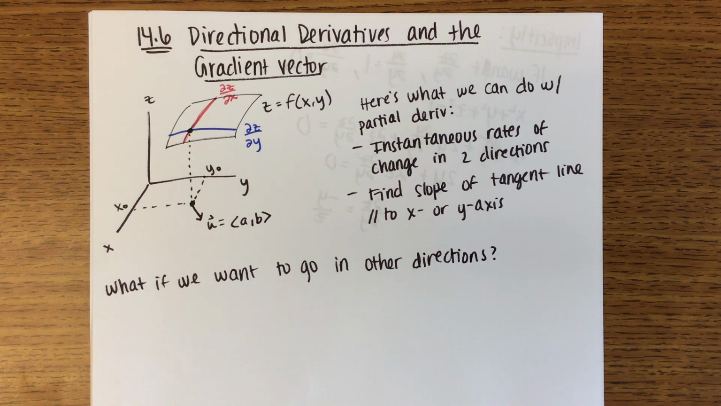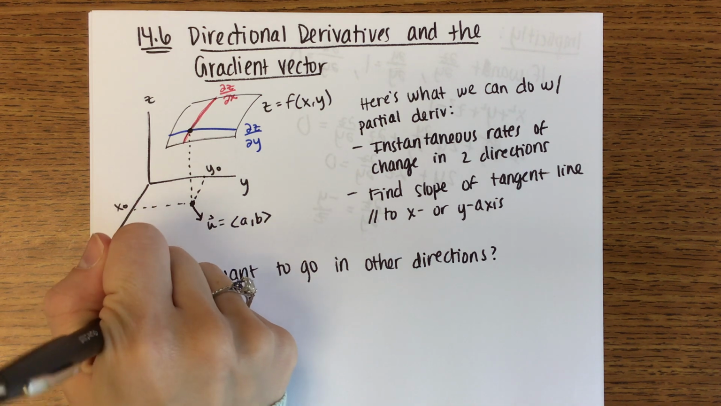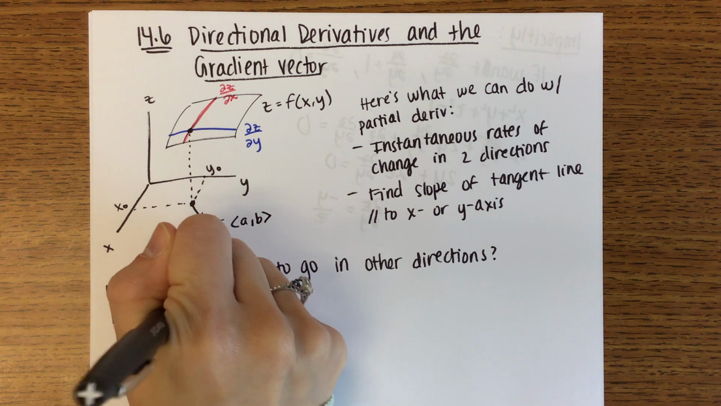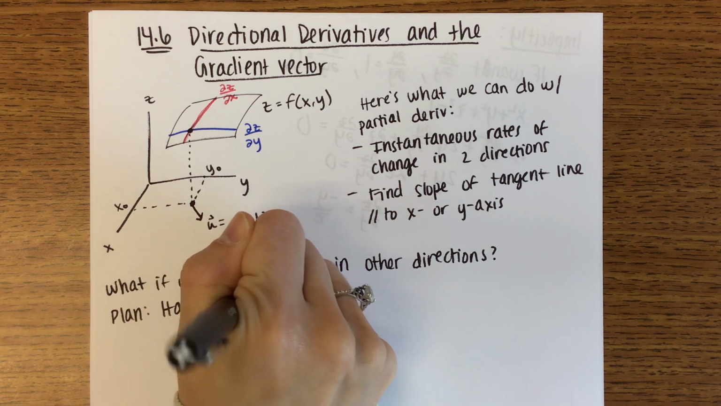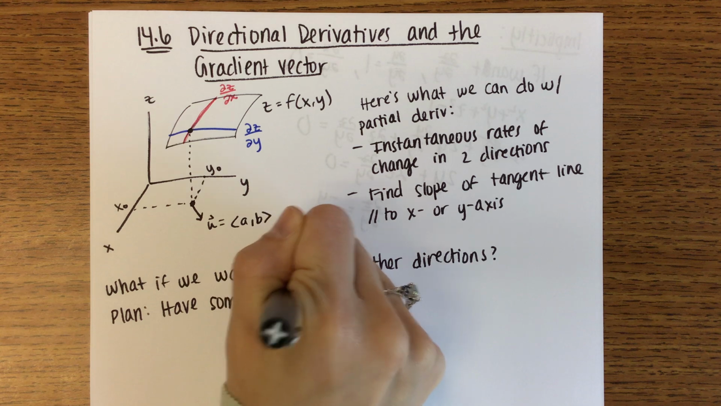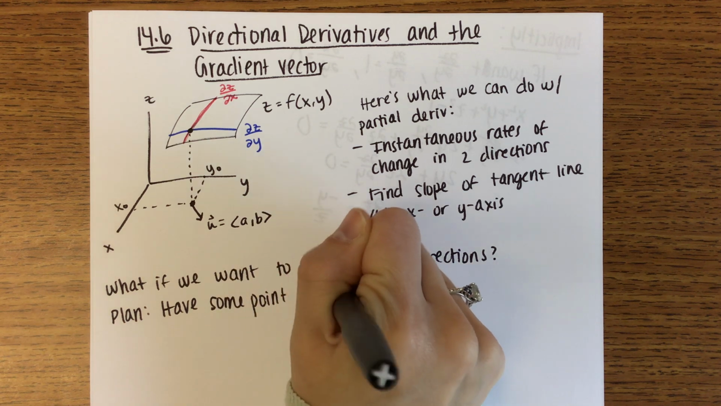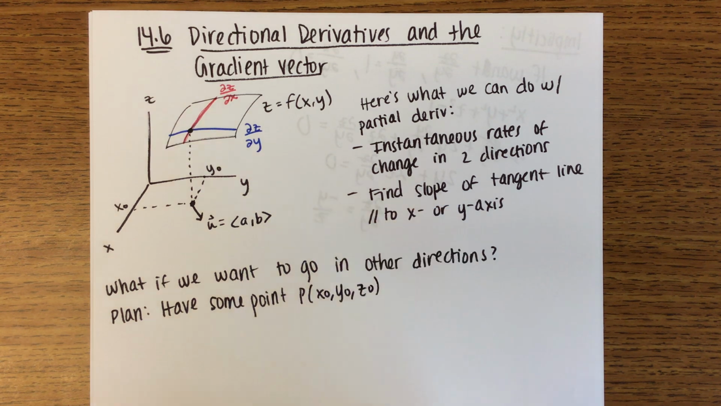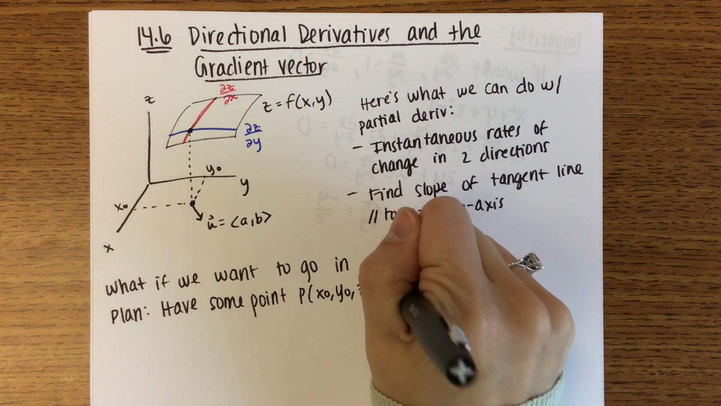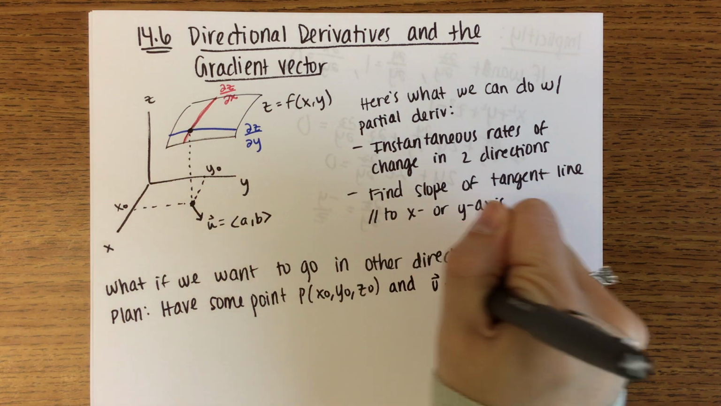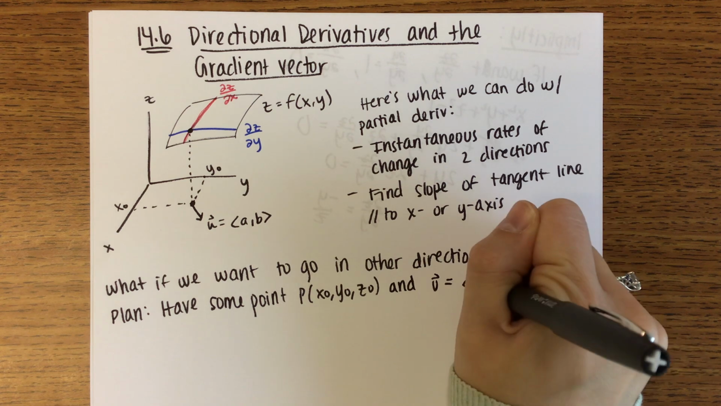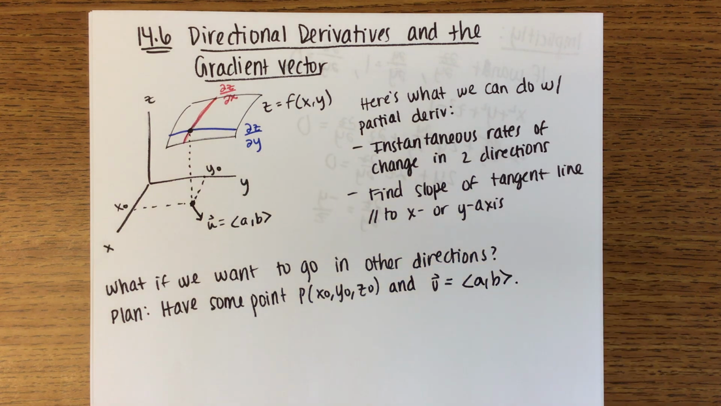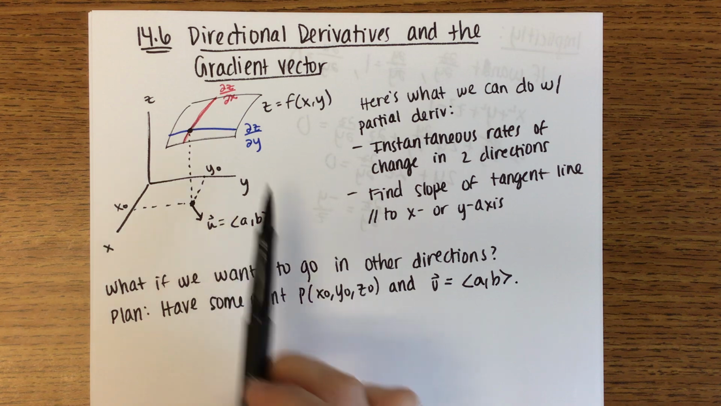Here's our plan. We have some point, which we're going to call P, which has coordinates x naught, y naught, z naught. And we have some direction u, which is <a, b>. So we have that on our figure. We have this direction u, we have that point.